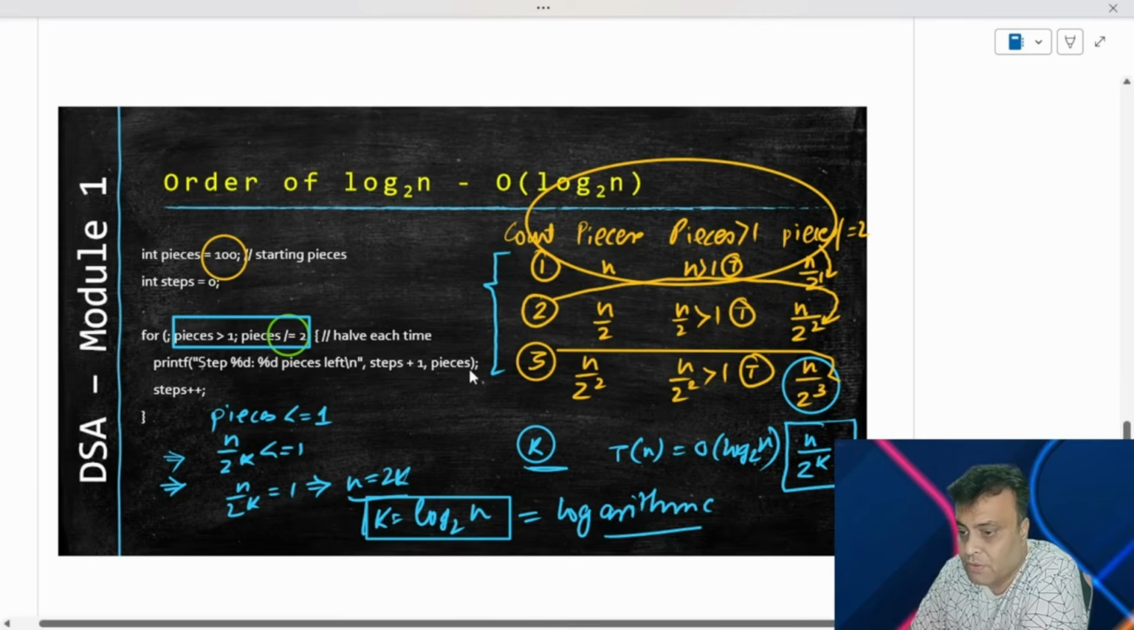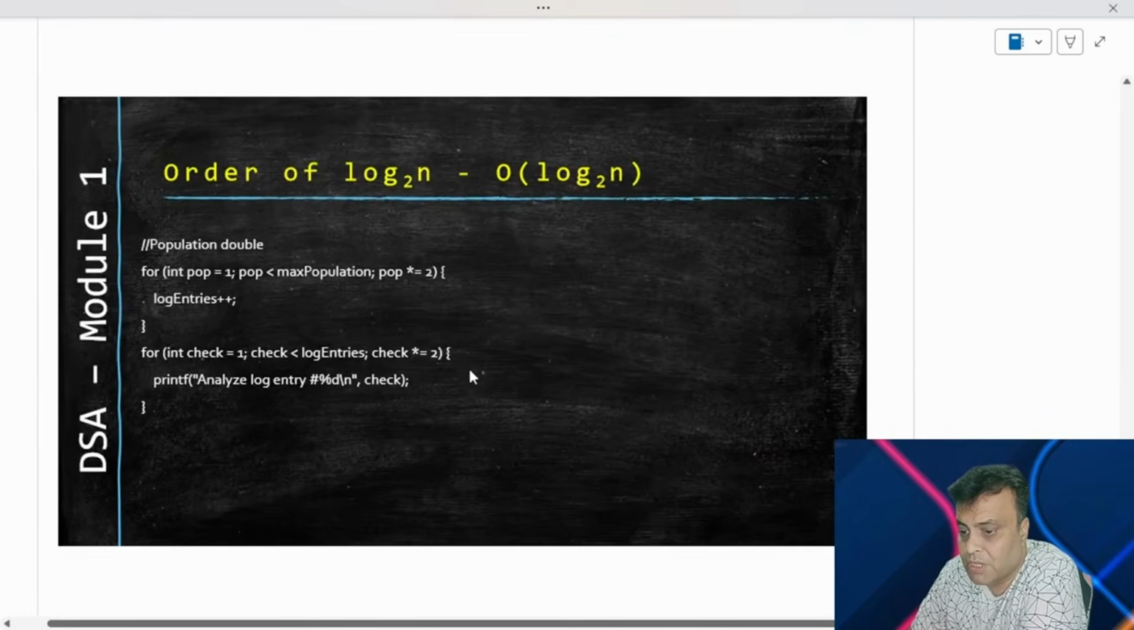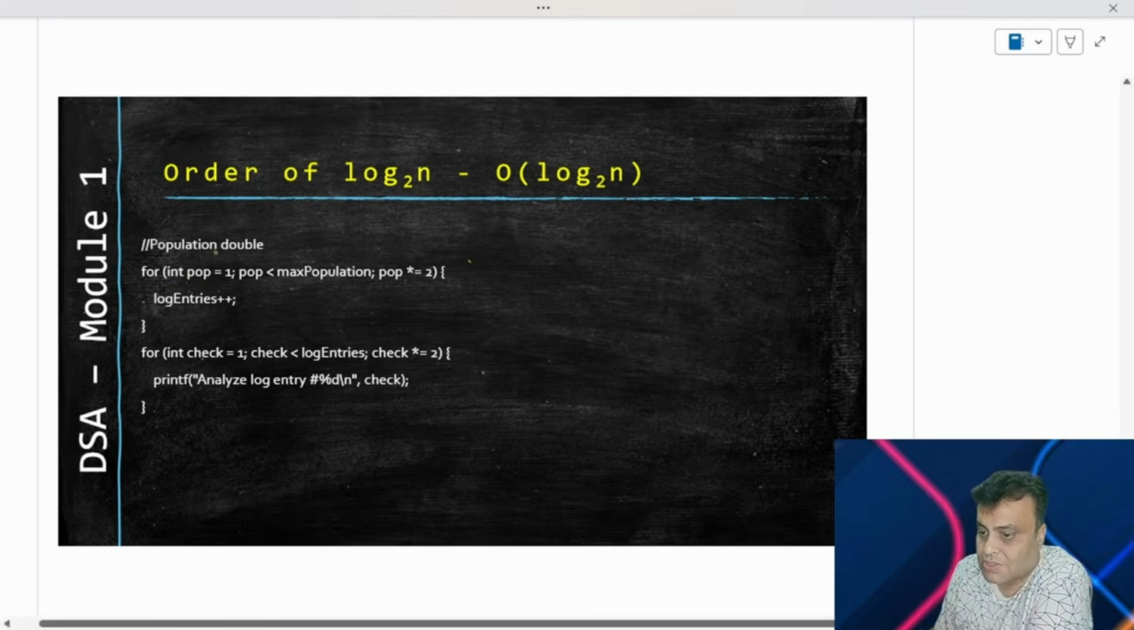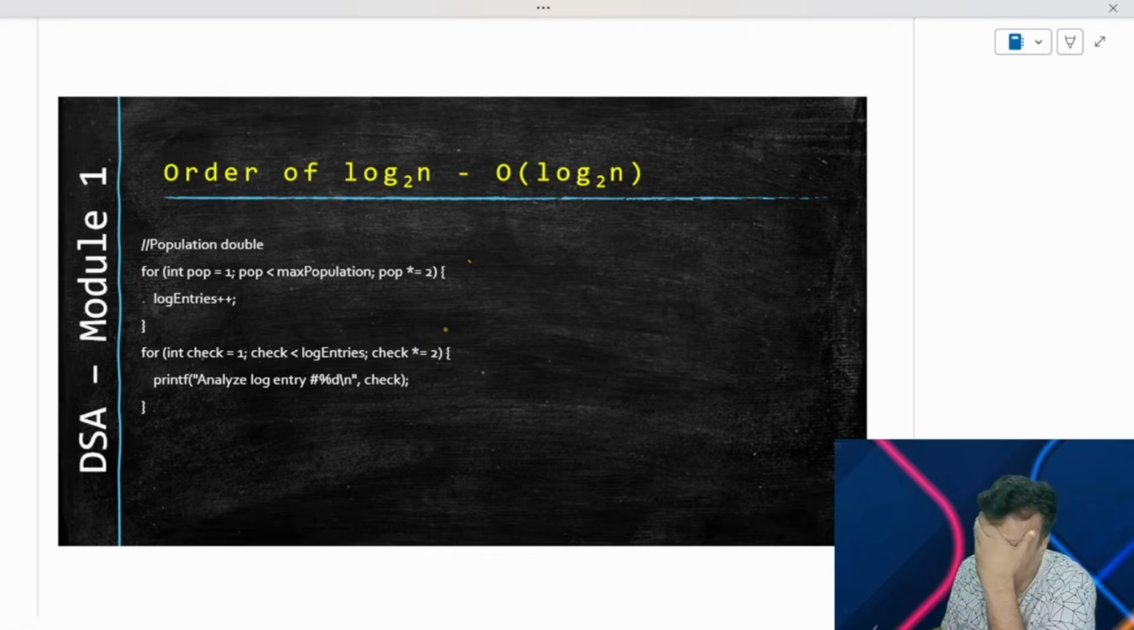Now, if you can understand this, then definitely you will be able to understand this particular puzzle, which is more to do with two logarithmic numbers coming in. So if you see this, we are talking about a population double, and then we are basically randomly logging entries of what the population is on the second loop. So the first loop is doubling the population and logging the entries. And the second loop is randomly checking each logged entry.